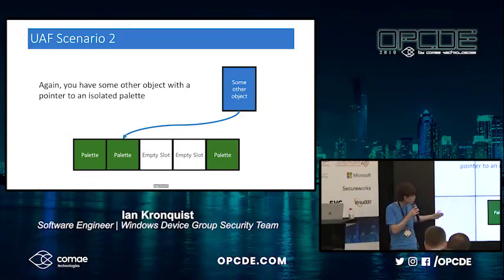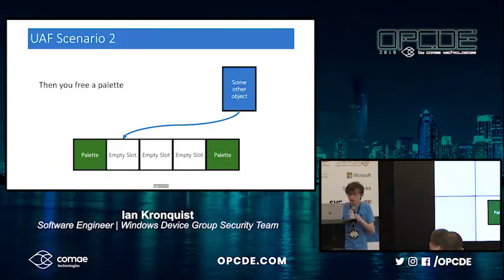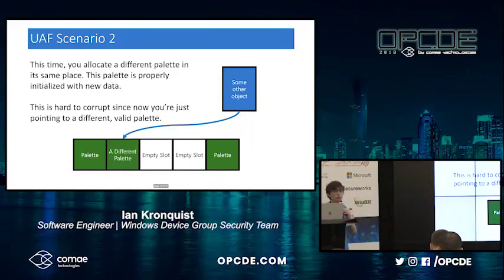Once again, we have the same initial state where we've got these pallets, we have the other object, and it points to the pallet, and then when you free the pallet, we zero the memory, but then we replace it with a different pallet this time. Now, it's very hard to get that sort of memory corruption scenario, which Saif was talking about, to happen, because this is a perfectly normal, valid pallet.